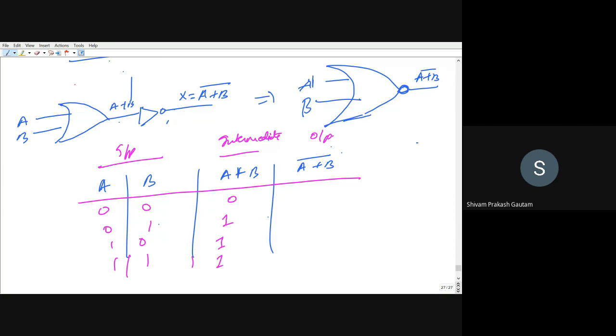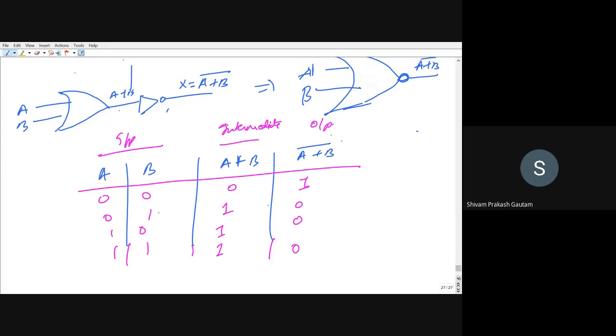Now we have to complement A plus B. So the complement of 0 will be 1, and in all the rest of the cases it will be 0. Is it okay? Yes, sir. So this is how you can represent a NOR gate.